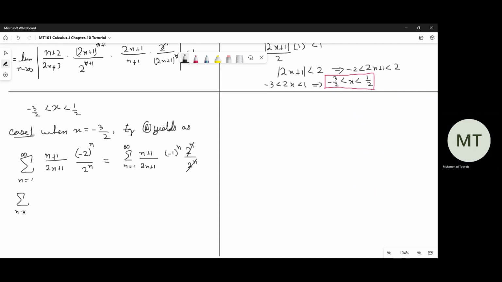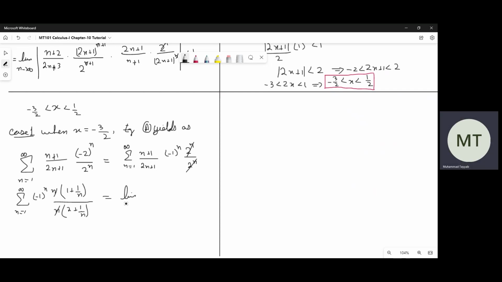This is written as the sum, n starting from 1 to infinity, minus 1 raised to power n. And if I take the common n from here, 1 plus 1 upon n, and from here n is 2 plus 1 upon n, this way. And this can be written as the limit as n goes to infinity. Or you can do one thing: at the moment, do not cancel it here, just take the common. We'll cancel n and n at later stages. So limit, and the power is minus 1 raised to power n.